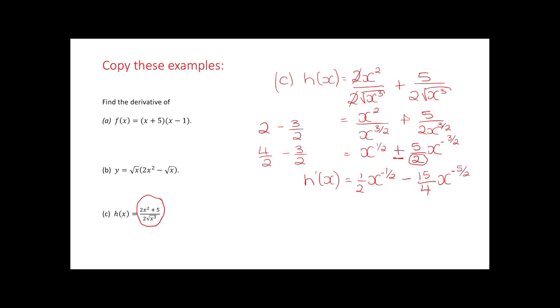So that's perfectly acceptable as a final answer, but I am going to tidy it up a little bit just in case there's a next part that's asking me to substitute a number in. So I'm going to have 1 over 2x to the power of a half minus 15 over 4x to the 5 over 2. So that's me dealt with my negative powers. And I'm also going to rewrite it with my surds. So 1 over 2 root x minus 15 over 4 root x to the power of 5. And that's my final fully simplified answer.